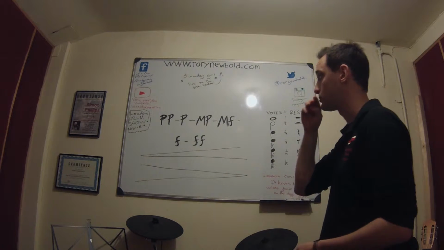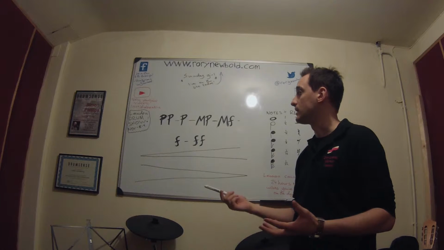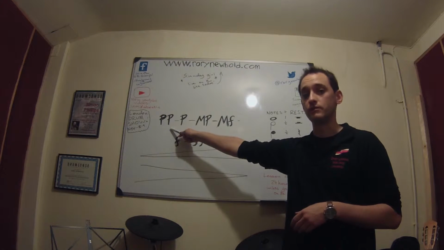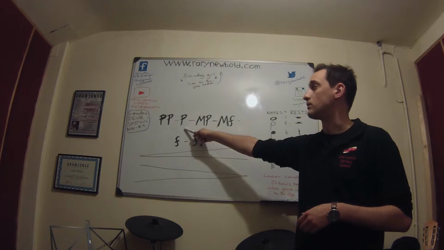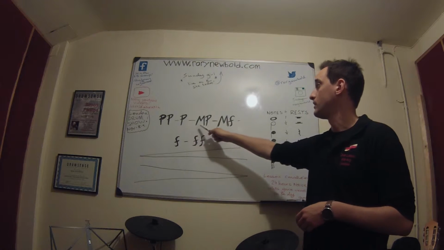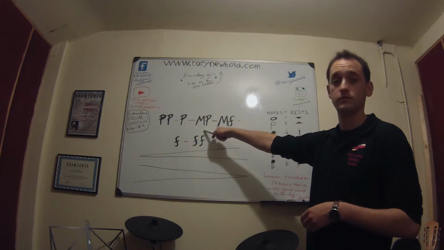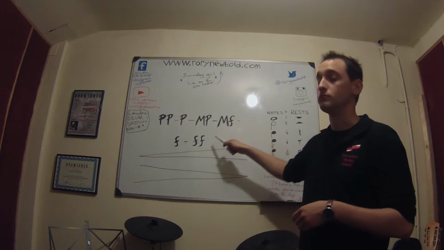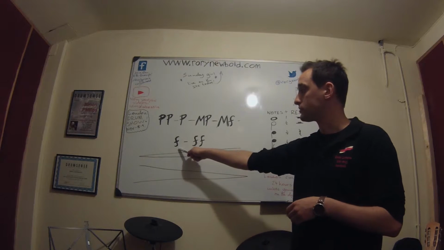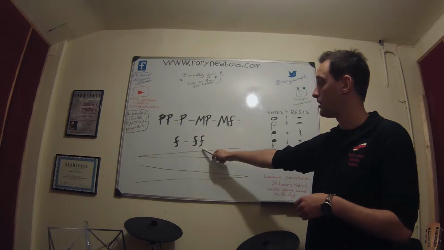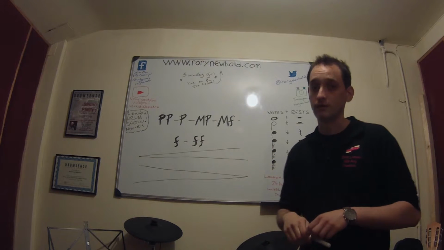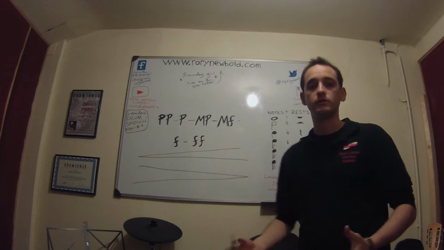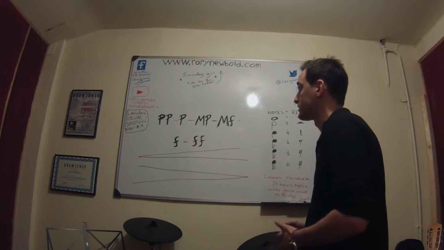Okay, so once again we'll run through those with their names and what they mean. Pianissimo, very soft. Piano, soft. Mezzo piano, moderately soft. Mezzo forte, moderately loud. Forte, loud. Fortissimo, very loud. Okay, so those are some of the most common dynamic markings that you're going to encounter.